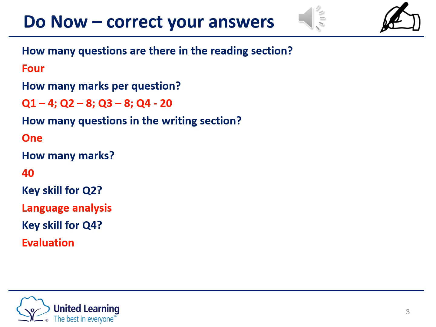In the writing section, you've only got 1 question, that's the creative writing, and you've got 40 marks in total available for that. Key skills for 2 of the most important questions on the reading section: for question 2, that's language analysis, and for question 4, that's evaluation. So those are the key words that you hopefully should know at this stage that set you up to be successful in those questions. So just correct those now, please.